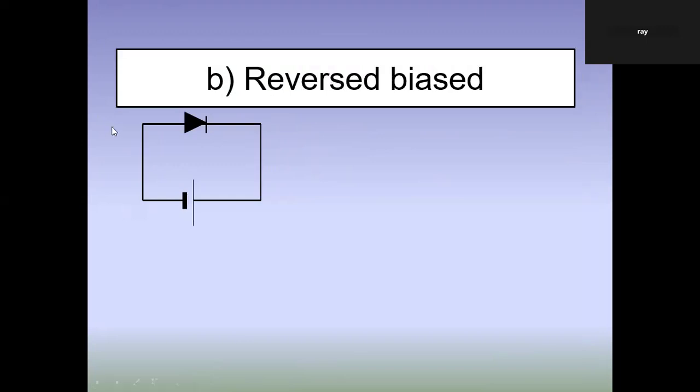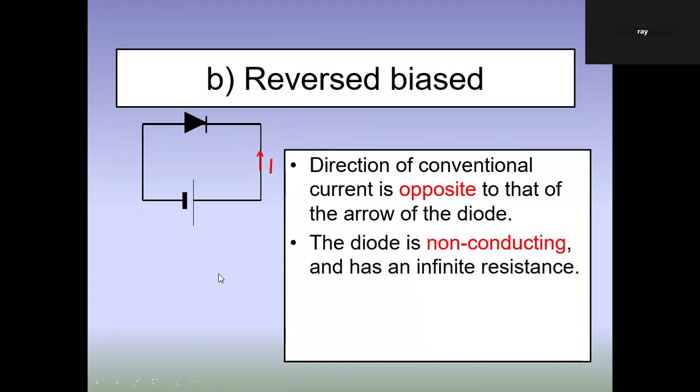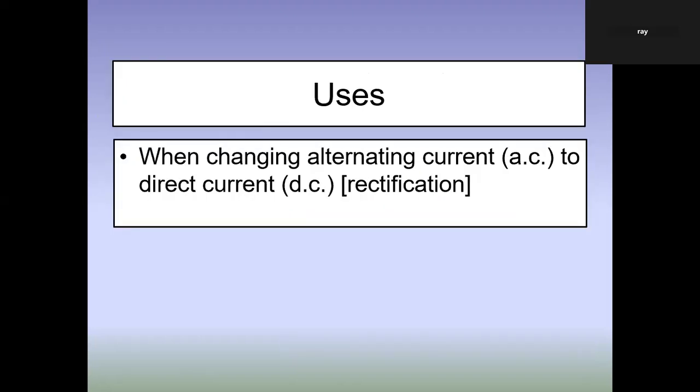Reverse bias, you should be able to recognize. The direction of conventional current is that way, opposite to this arrow. The diode is not conducting, so it has infinite resistance. A real diode has high resistance. You can never have such a thing as infinite resistance. It's just high resistance and negligible current flow. It is used when changing alternating current to direct current, which you call rectification. You study that in A2.